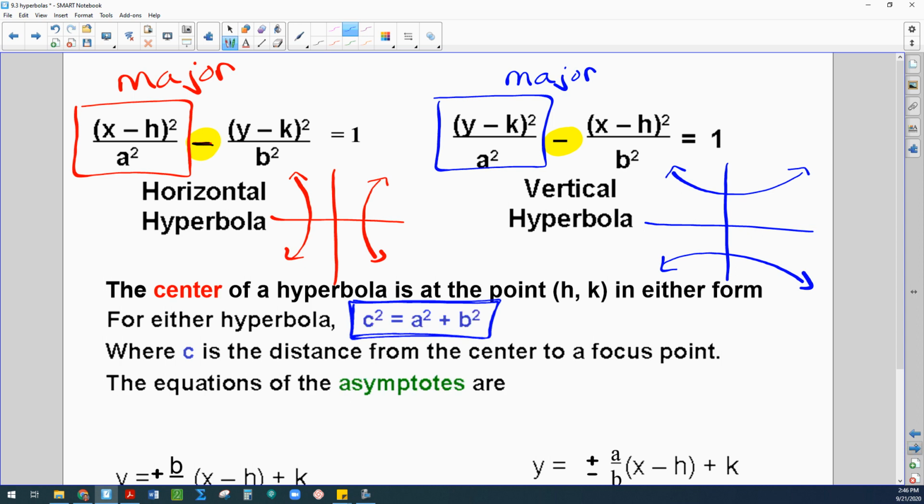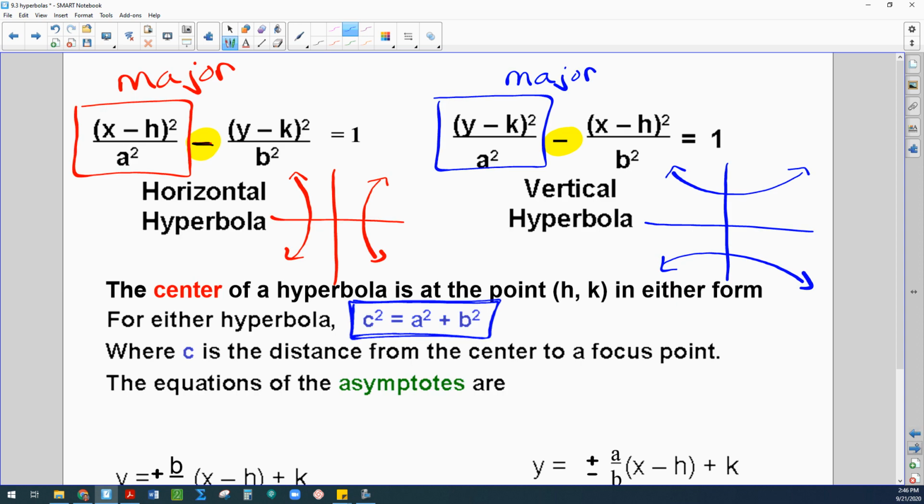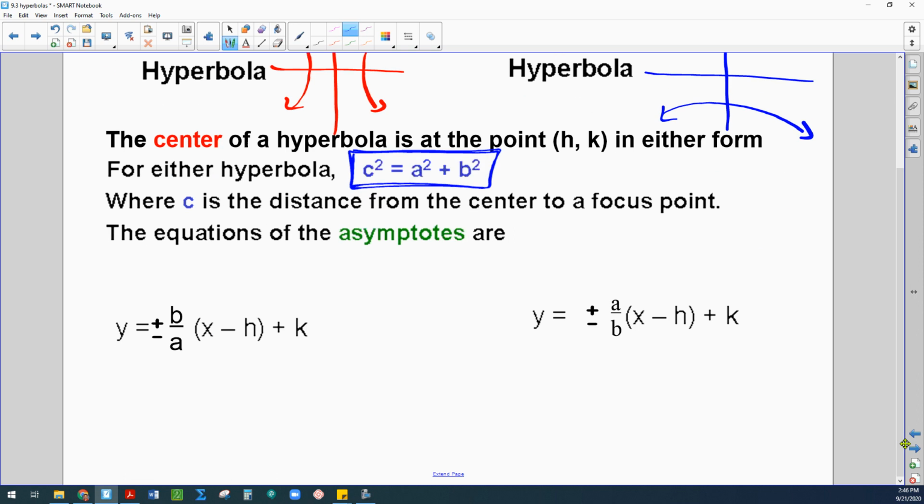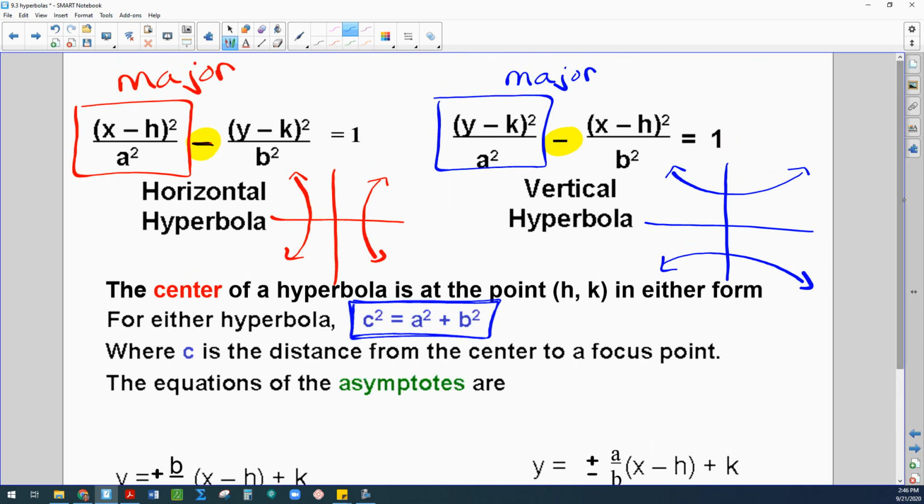From these diagrams, you don't necessarily see that the focus is larger than the B value. We also have equations of the asymptotes, again, B over A and A over B, written in that modified point slope form. So you can jot down all these equations and notes, and then we're going to go through a couple problems together, and then we'll go through the rest in class tomorrow.